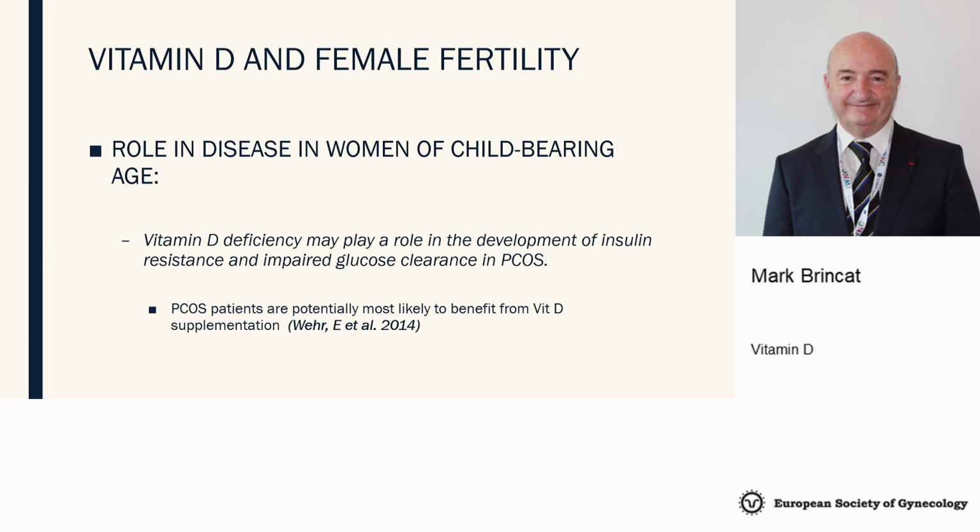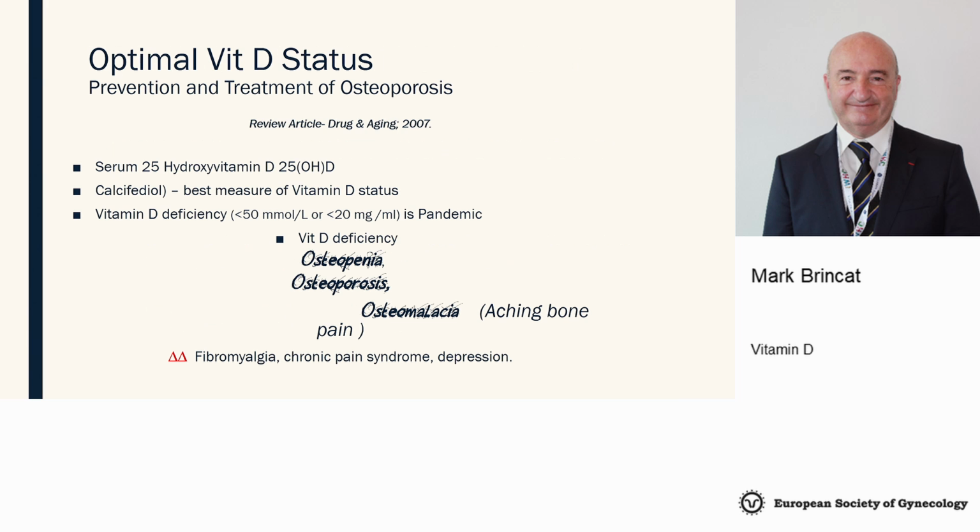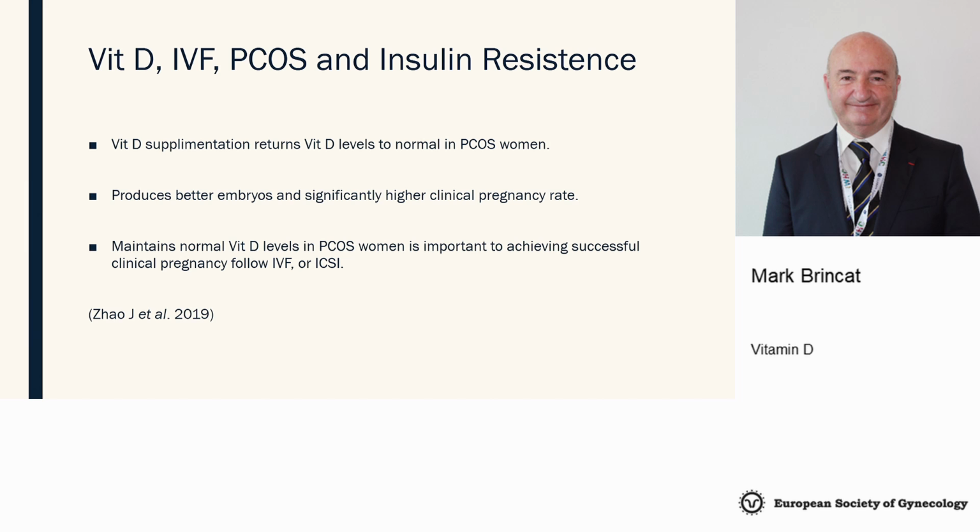So if you look at the role in disease of childbearing, there's been some work from Poland as well, which has shown that not only have we got problems with PCO, but we've also got problems in women getting pregnant, so that vitamin D replete women had a much higher clinical pregnancy rate.